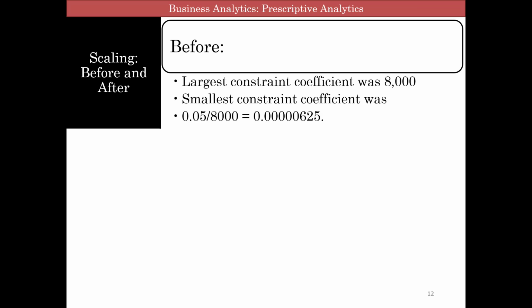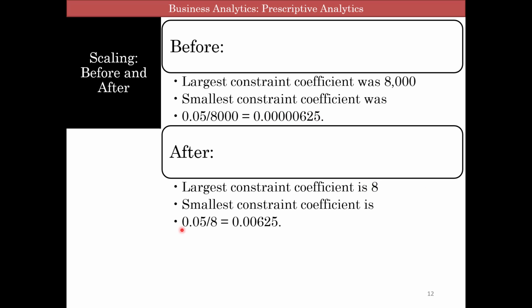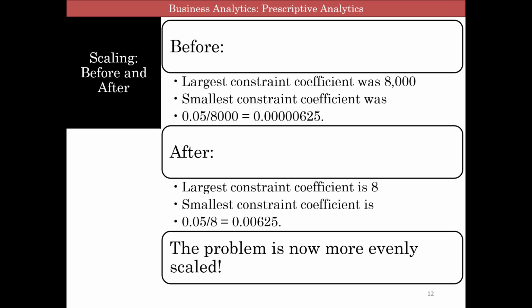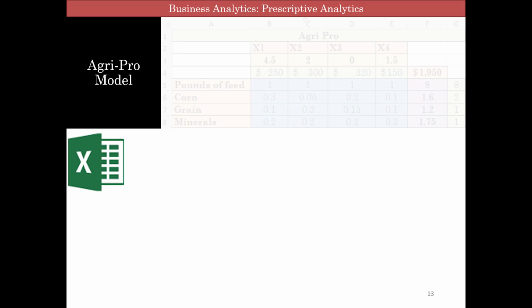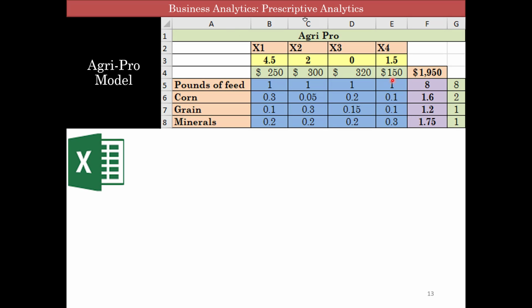So before scaling, the largest constraint coefficient was 8,000. The smallest one was this very small number. Now we're looking at between 0.00625 and 8. And so the problem is a lot more evenly scaled. So when you plug it into Excel and solve it, you'll get pretty much the same answer. It doesn't change, but you're rescaling it, okay? So let me show it to you in Excel. I'm not going to walk you through step by step, but I'll just show you the answer in Excel.